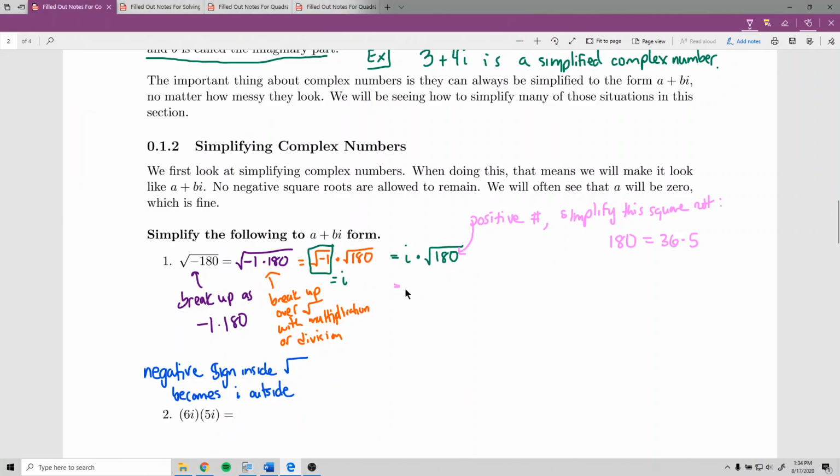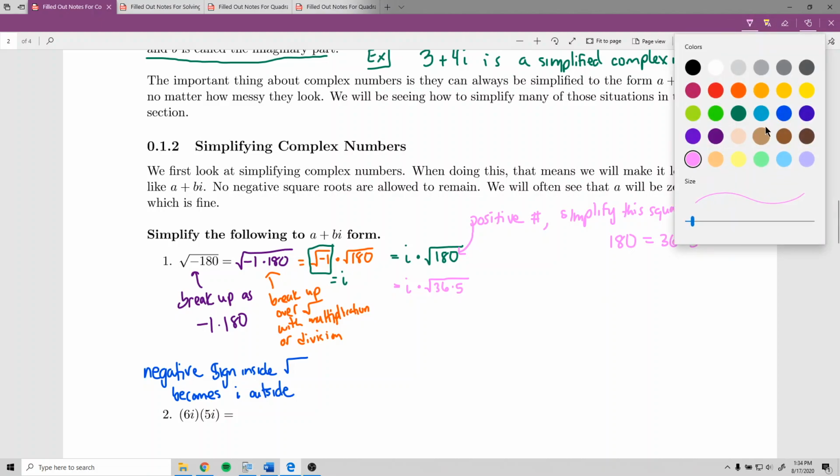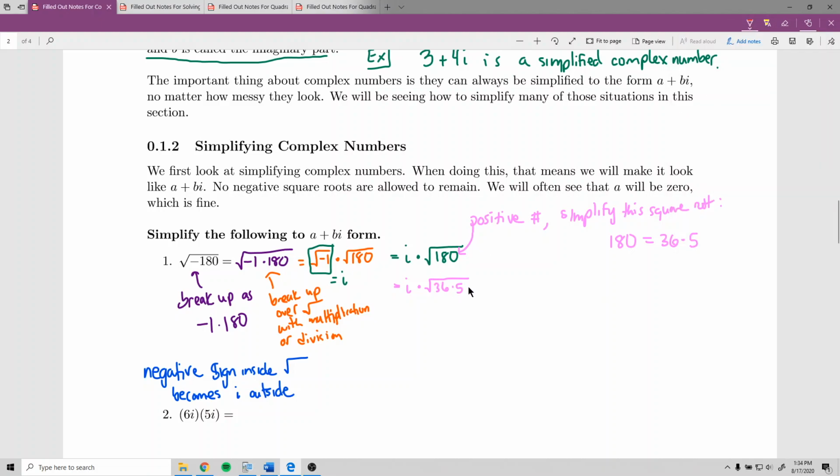Remember the way we deal with this now. We got i times the square root of 36 times 5. So it looks a lot like what we did with the negative before. Then the reason we want to find the perfect squares, we break up over the multiplication again, just like we did with the -1 back here. And we can simplify the square root of 36 to 6.